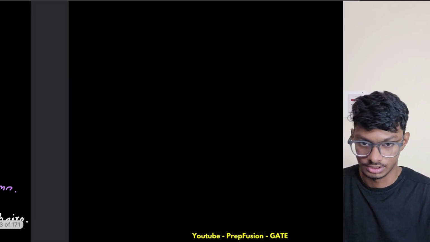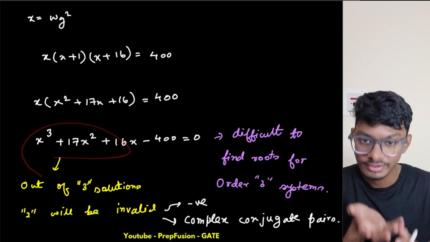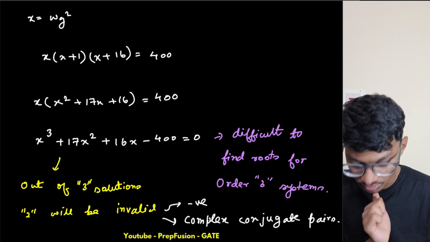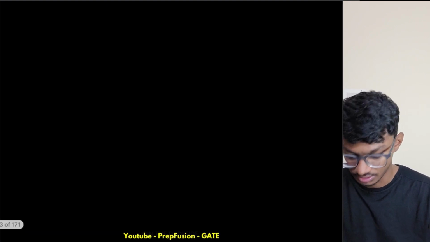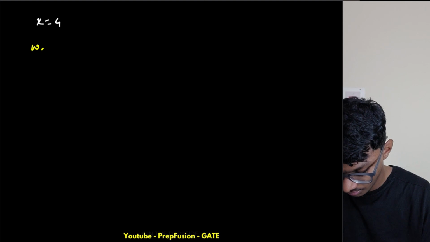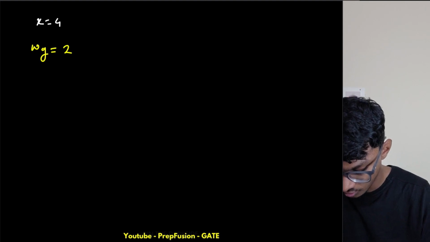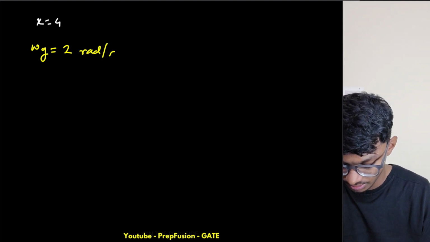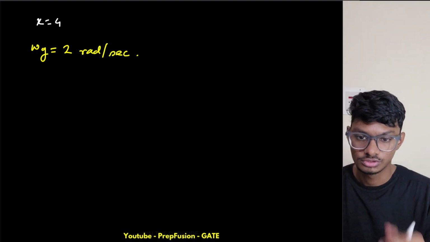I've already found it out. If you put x equal to 2 here, or x equal to 4 here, with the hit and trial method, you will get the solution for this one. The other two roots will be invalid, and the actual solution will be x equals 4. So what is my omega g? My omega g will be simply 2 radian per second, just by taking the under root of x.